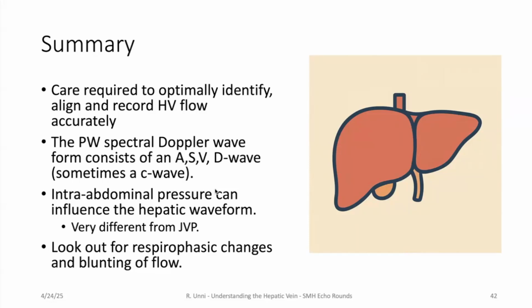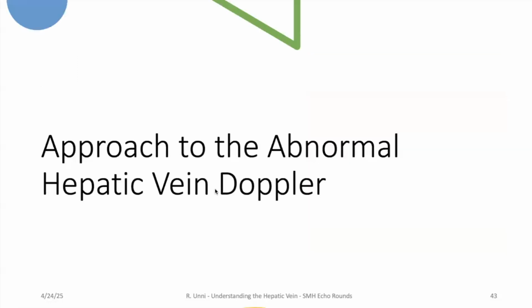But in summary, we've talked about the normal waveforms, we've talked about intra-abdominal pressure, and we introduced this concept of blunting, why it may not look normal. Think about the liver, think about intra-abdominal pressure. Okay, now we're going to move on to our approach to the abdominal hepatic vein Doppler.